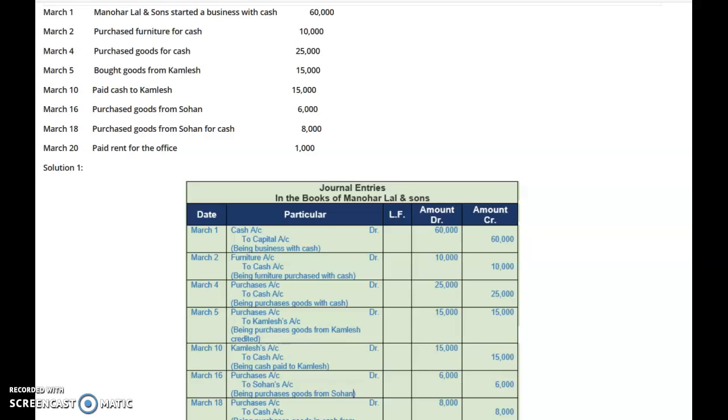Cash is a real account. Rules say credit what goes out. When the payment is made, cash is going out, so the cash account is to be credited. To whom has it been given? It has been given to Kamlesh.